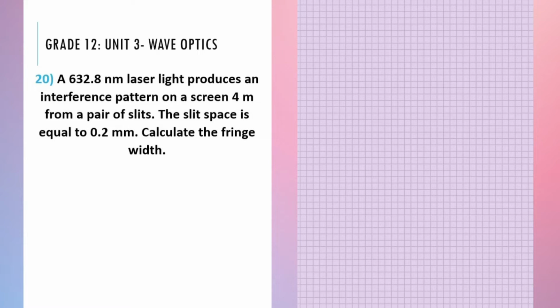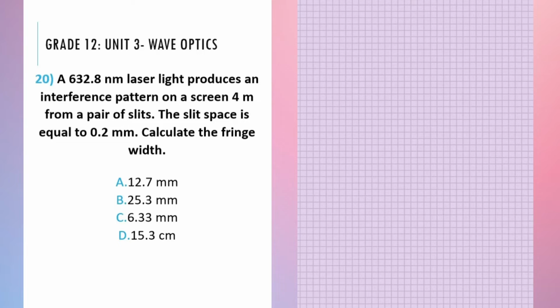So question number 20 states that a 632.8 nanometer laser light produces an interference pattern on a screen 4 meters from a pair of slits. The slit space is equal to 0.2 millimeters. Calculate the fringe width. And we have four choices: A, 12.7 millimeters, B, 25.3 millimeters, C, 6.33 millimeters, and D, 15.3 centimeters.